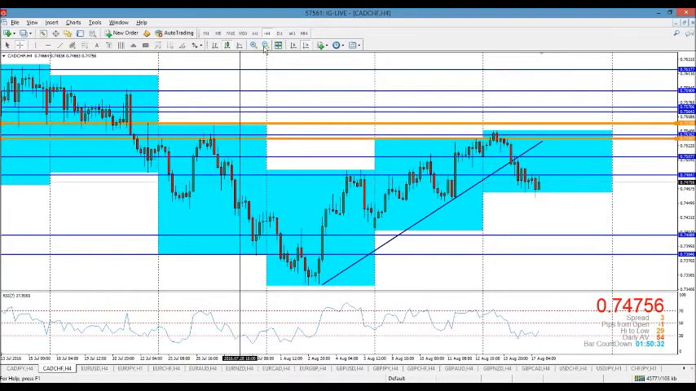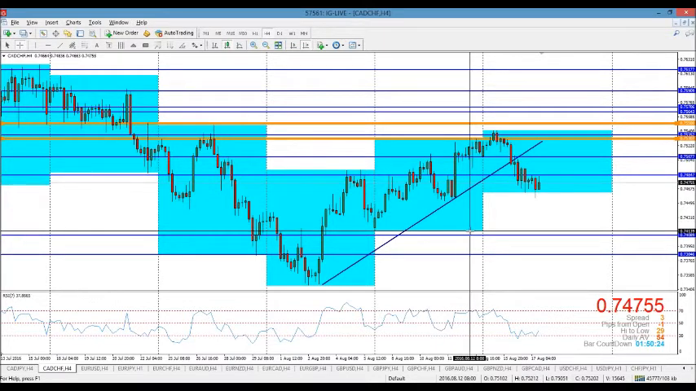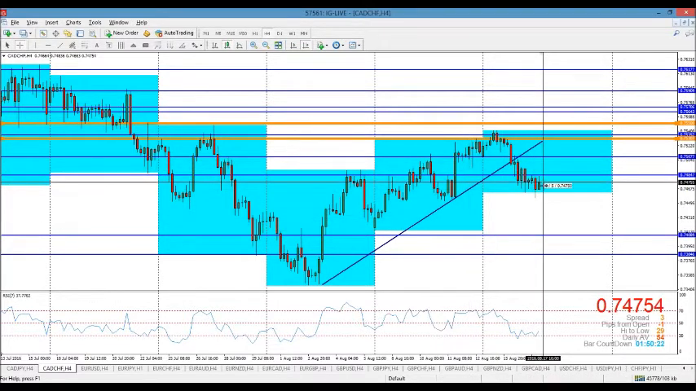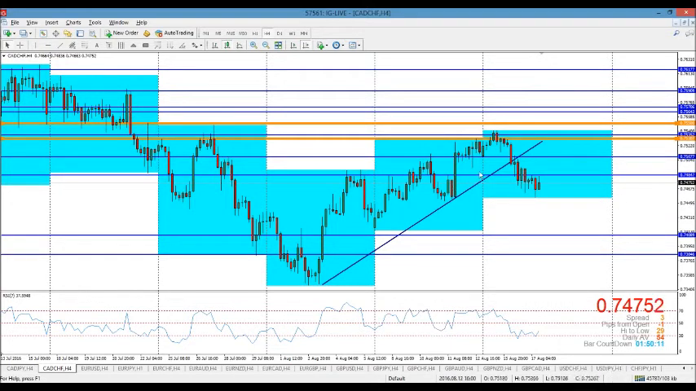Now the next question is, where is your target? The target is very simply the low of the previous week, 74.14. We're still about 60 pips away. We're still monitoring this because it looks like it wants to move above, but this blue line here is a very, very strong resistance. It's been resisted a couple of times, and hopefully we'll see a nice drop off this.